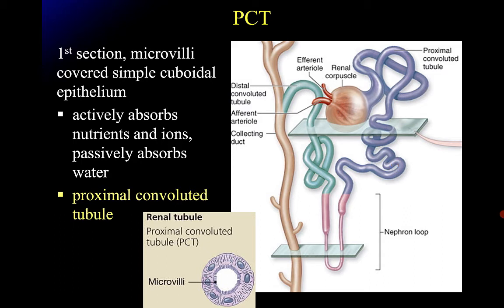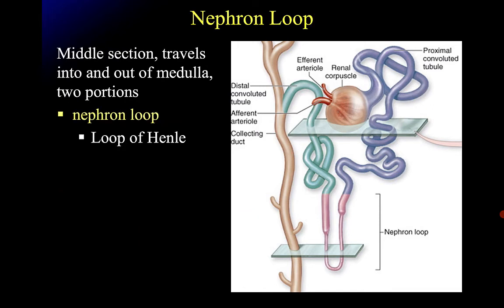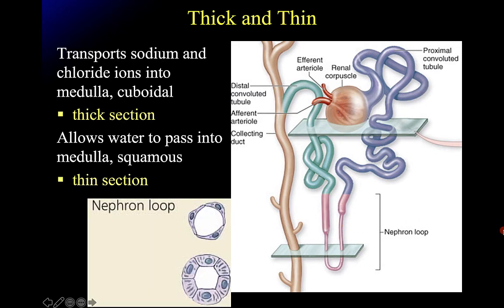So although it is a simple cuboidal epithelium, as most of this renal tubule is, it does have microvilli to facilitate that absorption. The second section is the Nephron Loop, or sometimes called the Loop of Henle. And this is going to be this part that goes down in here. This may dip down into the medulla. It actually kind of depends which kind of nephron it is on how far it goes down into the renal medulla. But you can see here that it has both thick and thin portions to this. So we kind of want to recognize the difference between those.